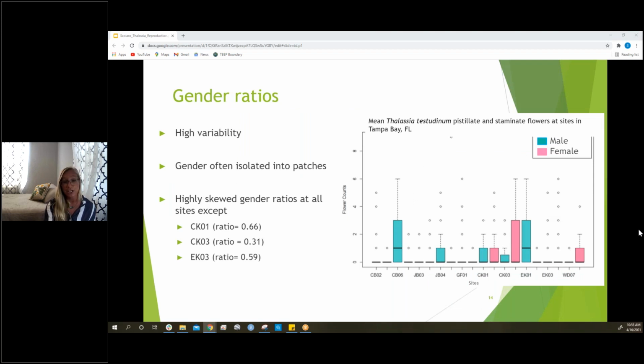For gender ratios, the ratios varied greatly and were often very skewed. Some sites had high numbers of females, while others had high numbers of males. In the field, the genders were often isolated into separate and distinct patches and rarely mixed. The only sites where the ratios were close to 1 included both Coquina Key sites as well as the Egmont Key site.